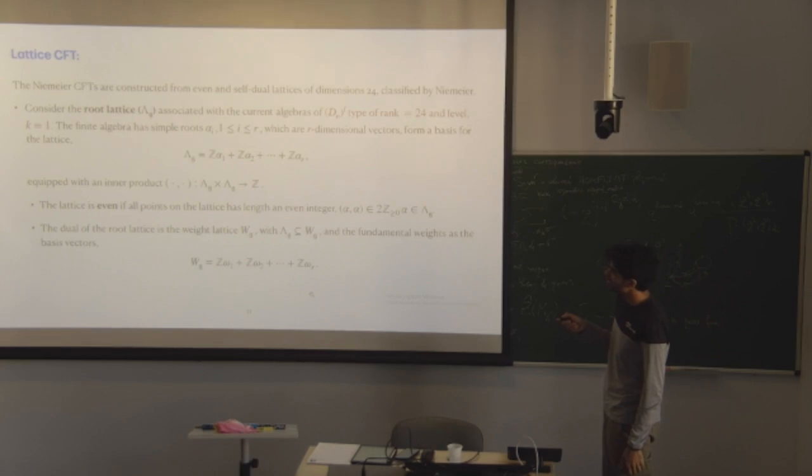So the lattice looks like this. You have the roots of your Lie algebra, and then you take the Z lattice over this, which is the root lattice, and you can also do the same thing with the fundamental weights to construct the weight lattice. Okay.